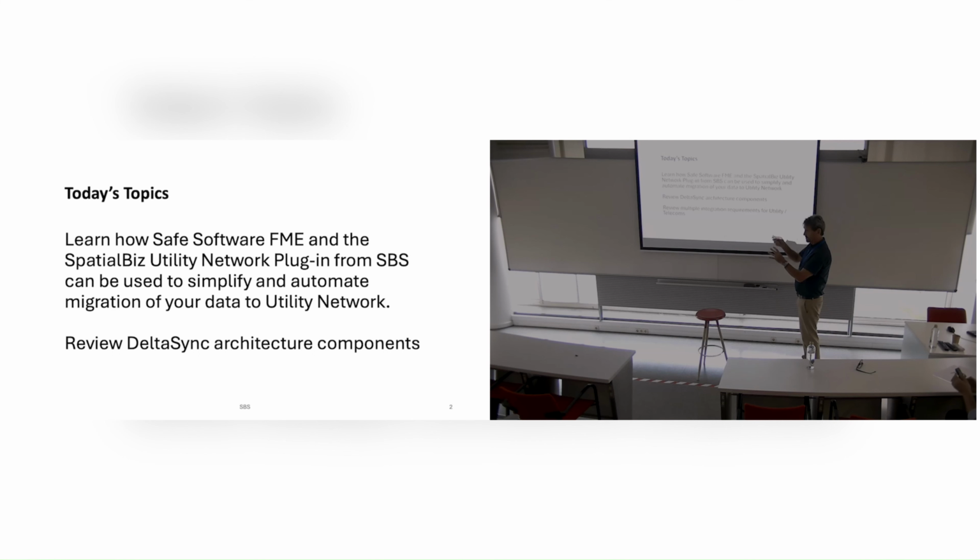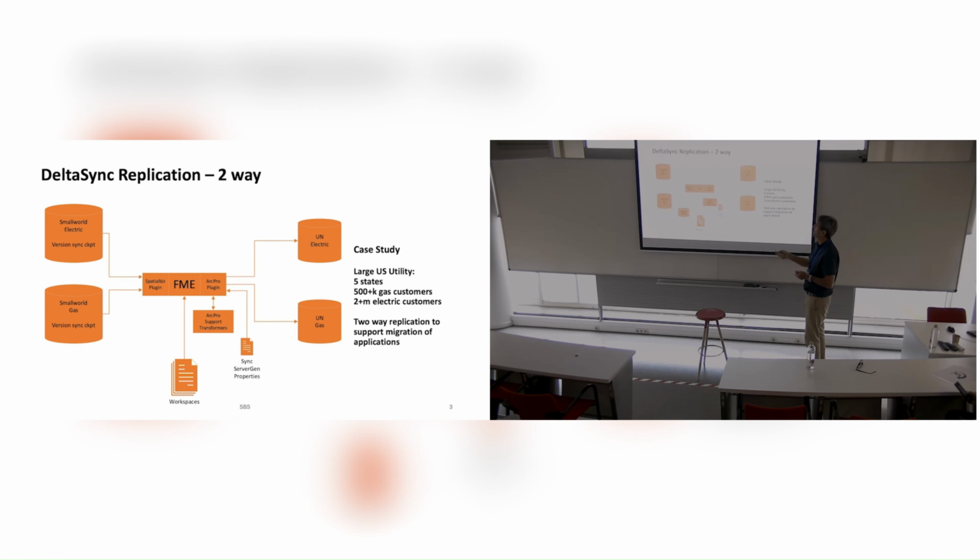So basically talking about some of the things that we do, specifically this thing called Delta Sync, which is a synchronization architecture that we use to bring data between Smallworld primarily and the utility network in a two-way replication scenario. But it can be used in other systems as well. And then there's other integration requirements that I talk about as well.